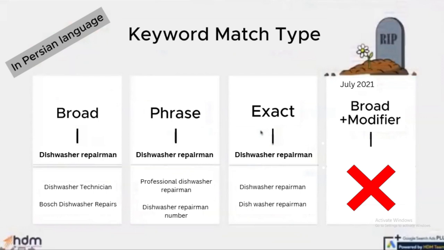What's the difference between the user's search term "repairman dishwasher" and the keyword "repairman dishwasher"? Dish and washer are separated by a space, guys. Please write this down regarding the connection between them.